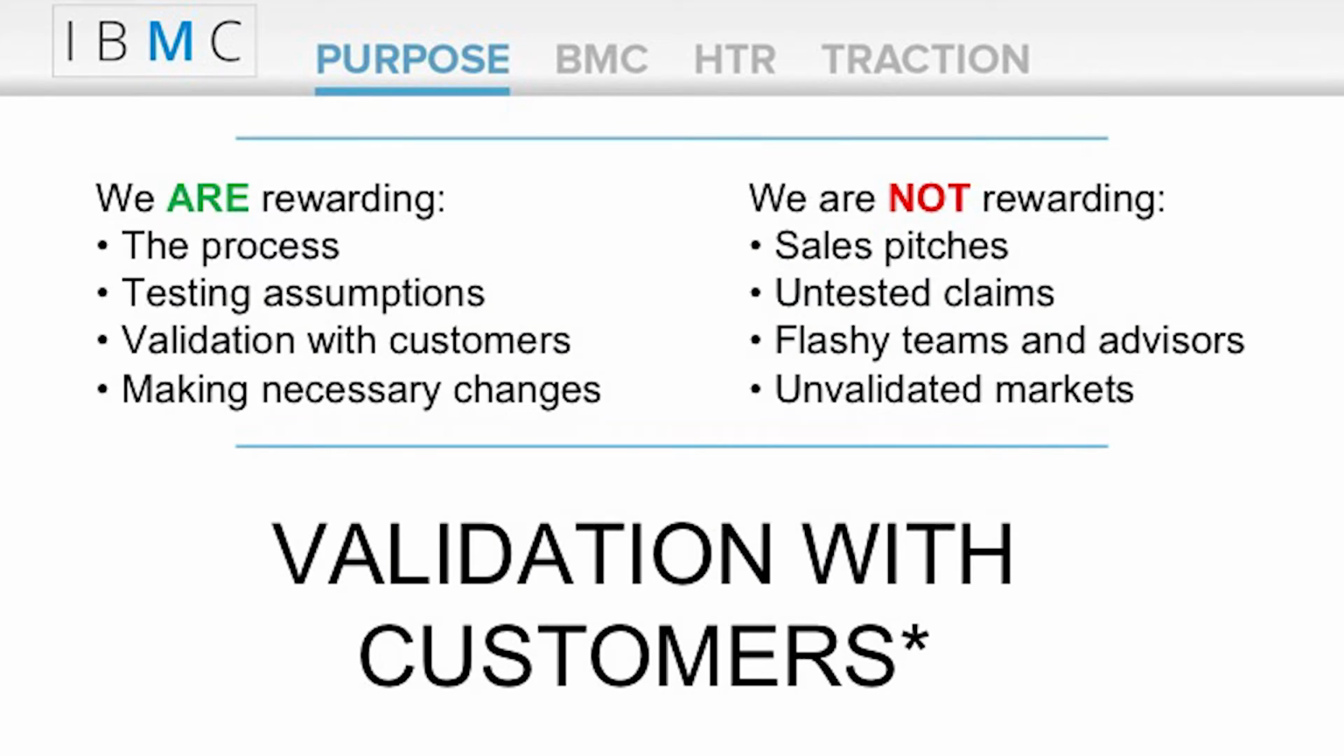The purpose of the business model competition is to reward student entrepreneurs and the process they follow in order to eliminate uncertainty in their businesses. We encourage smart entrepreneurship that identifies and tests key business assumptions, seeks input from potential customers, and makes necessary changes based on what is learned. We reward the journey, the entire process the entrepreneurs undergo.